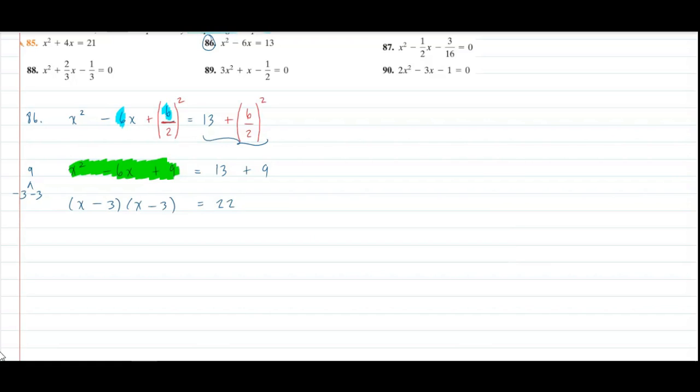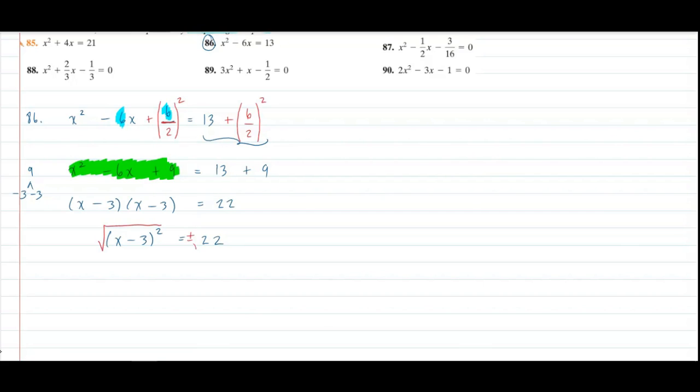But here's what's really neat and how it connects to the previous method that I was teaching you, and that's why that previous method is so important. So now you have x minus 3 whole squared is equal to 22. Now what do you do? Now you take a square root of both sides, right?